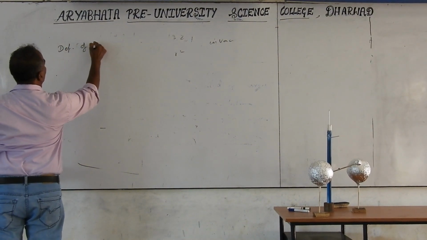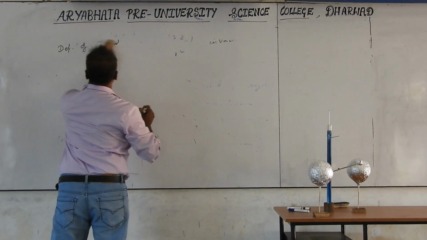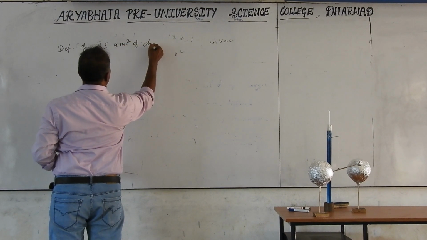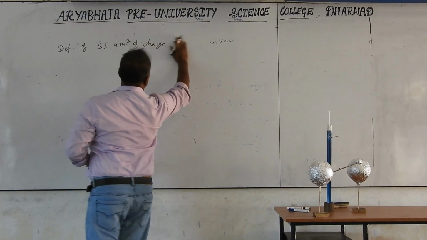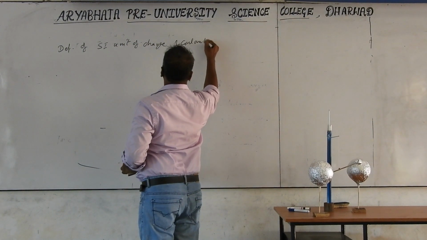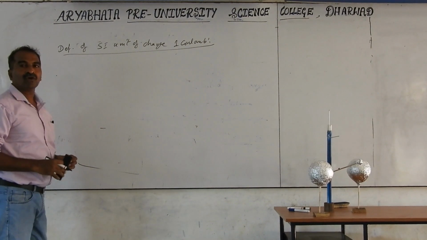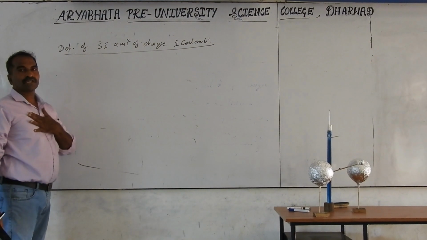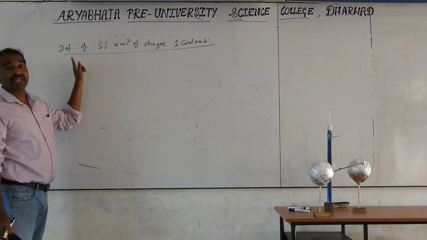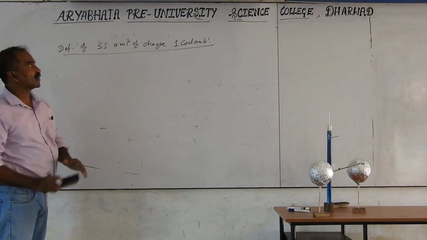Definition of 1 Coulomb, or the SI unit of charge. What is the SI unit of charge? It is 1 Coulomb. This is important for a 1 mark question, or they may ask a 2 marks question along with the statement of Coulomb's inverse square law. They may ask you to state Coulomb's inverse square law and define 1 Coulomb from it. Or they may say directly, define the SI unit of charge. They don't say 1 Coulomb. SI unit of charge means you take it as 1 Coulomb.